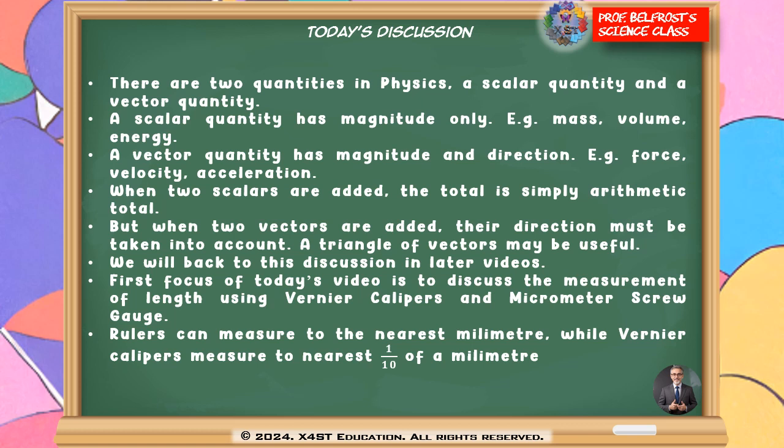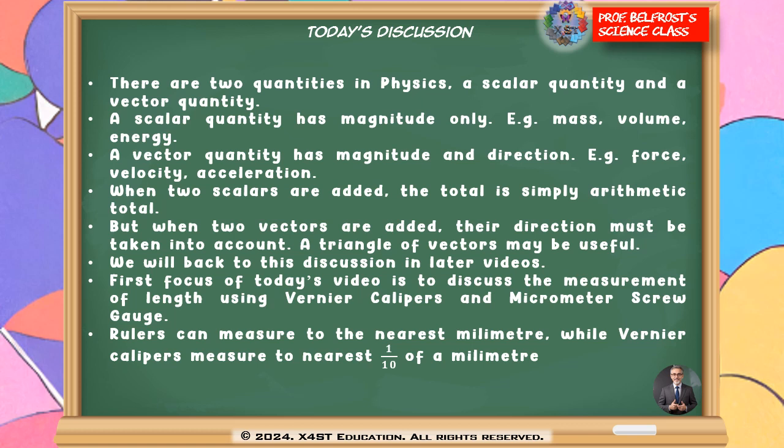So there are two quantities in physics. First is scalar and the second is vector quantity. A scalar quantity has magnitude only. For example, we have mass, volume, energy. But a vector quantity has magnitude and direction. For example, force, velocity, acceleration. There are still many others.